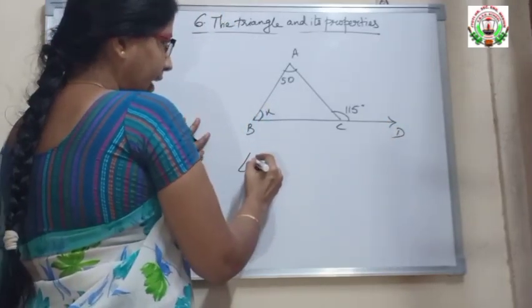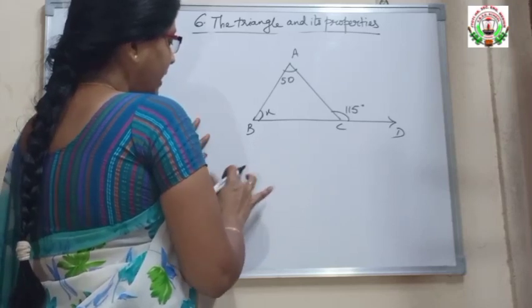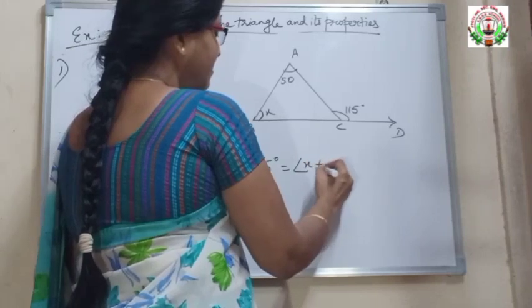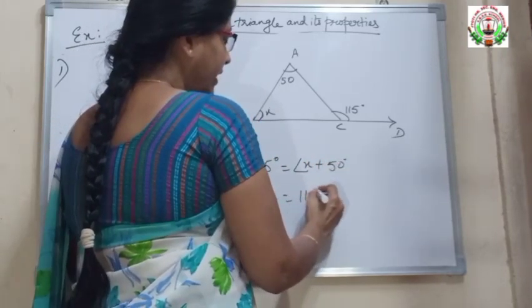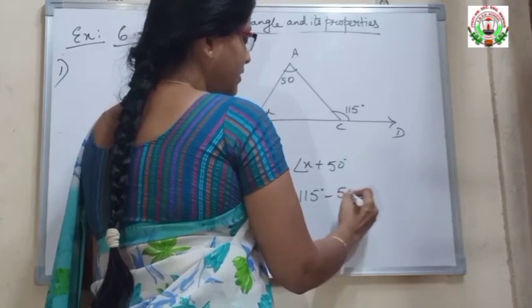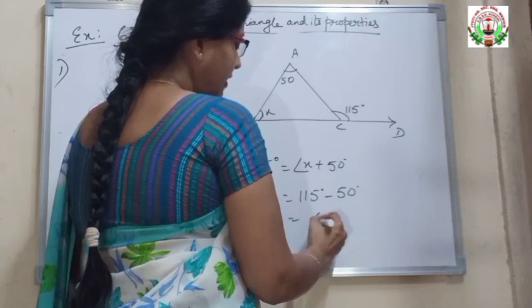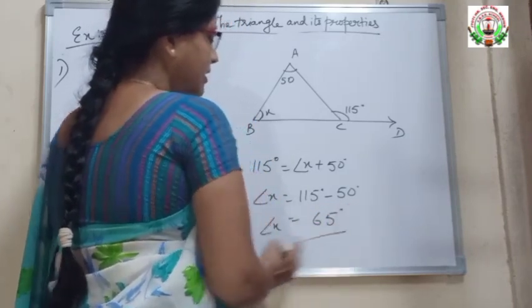So we know that according to exterior angle, 115 degrees is equals to angle X plus 50 degrees. So angle X is equals to 115 degrees minus 50 degrees. So here 5 and here 6, 65 degrees. So angle X is equals to 65.